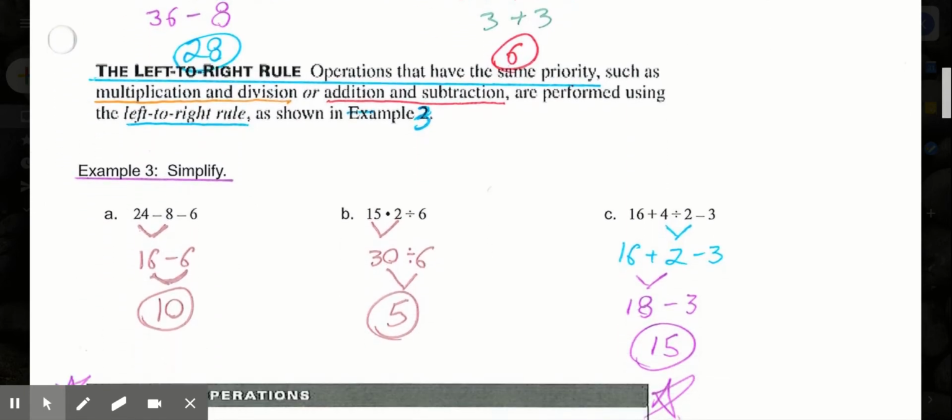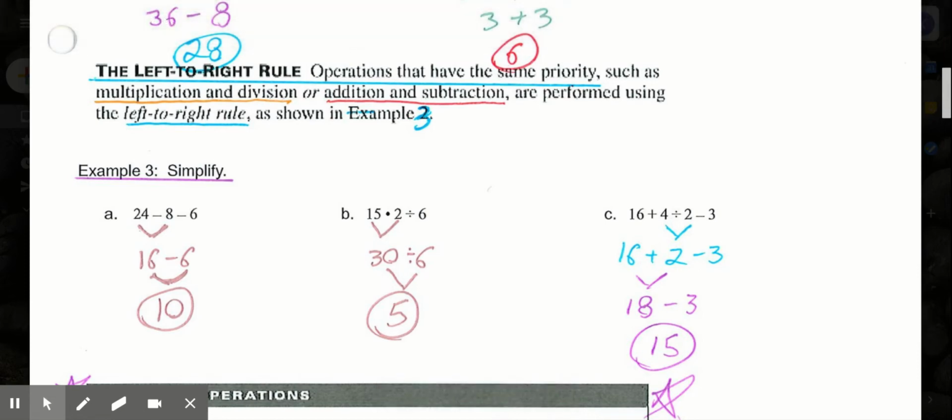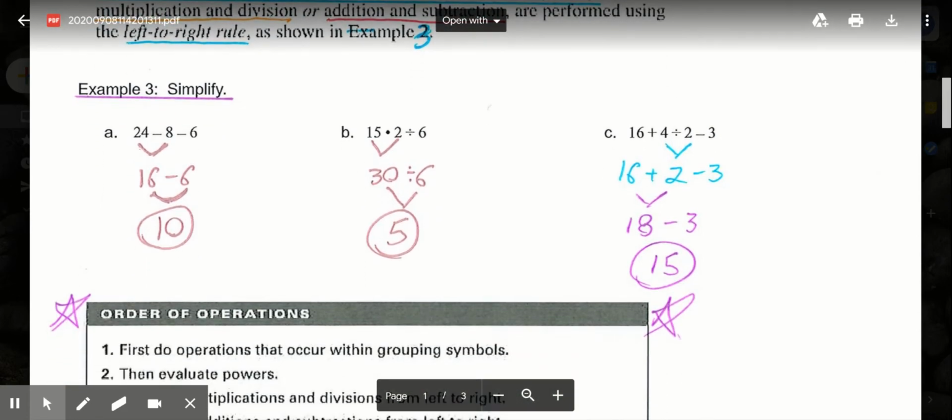Then, as I mentioned, with multiplication and division and addition and subtraction, we have what is called the left to right rule. So operations that have the same priority, meaning multiplication and division, or addition and subtraction, are performed using the left to right rule, as we'll see here in example 3. So if my whole problem is multiplication and division, or addition and subtraction, we simply work left to right to solve it. So in A, it's all subtraction. So I'm just going to go left to right.